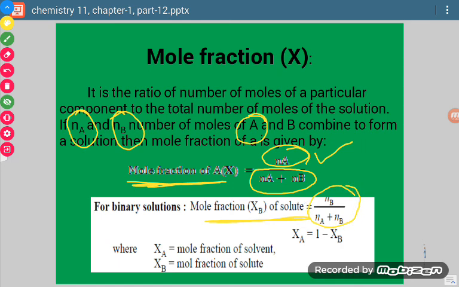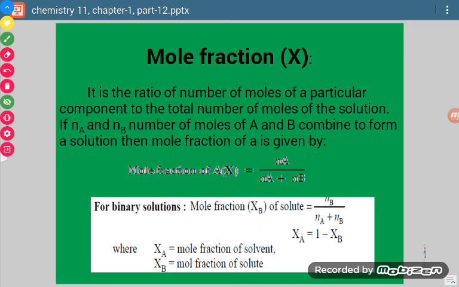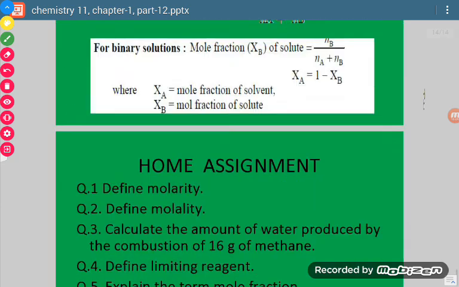Now if we sum up, what is to be summed up? Xa plus Xb, then it will be equal to 1. So the sum of the mole fractions of all the components is always unity, is always 1.